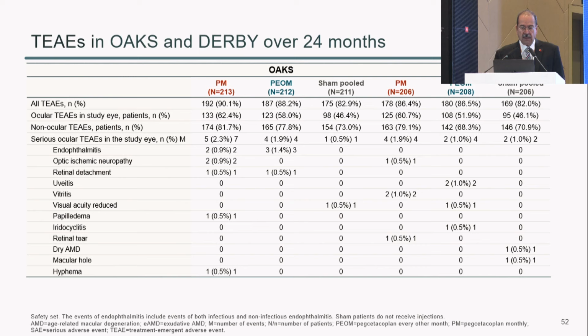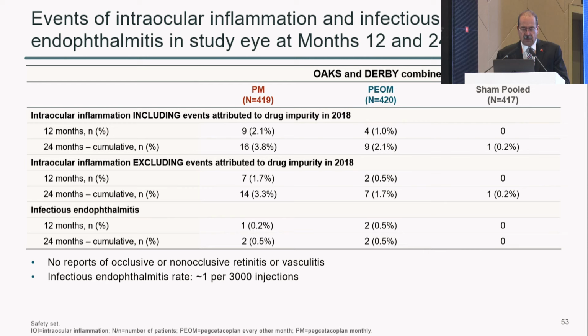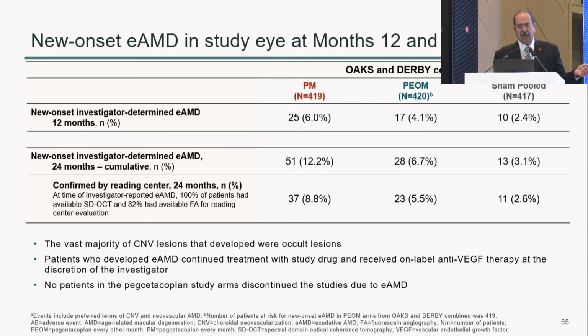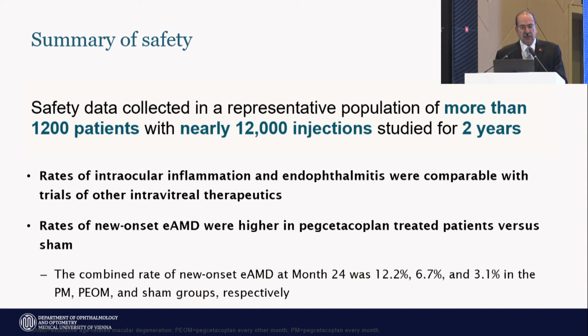The adverse events were similar in both studies. No events of intraocular inflammation or endophthalmitis. But what was interesting was that the development of neovascular AMD in eyes getting monthly injections was much higher than the other arms. But these are mainly occult lesions, obviously not subfoveal, because there was nothing in the foveal region, and they were treated with anti-VEGF. So that's one thing to consider. And also to remember that these injections are much higher volume than the standard anti-VEGF. They're 0.1 mil. And there was no problem with intraocular pressures.